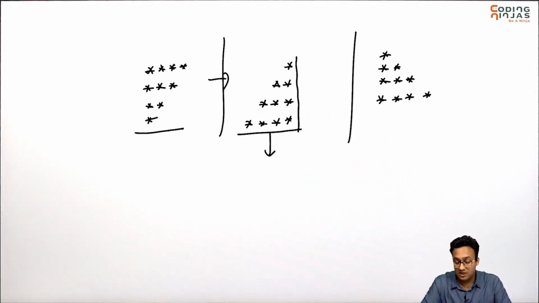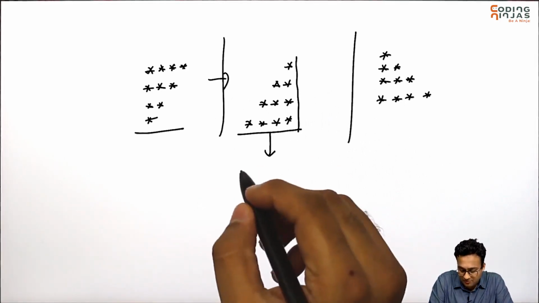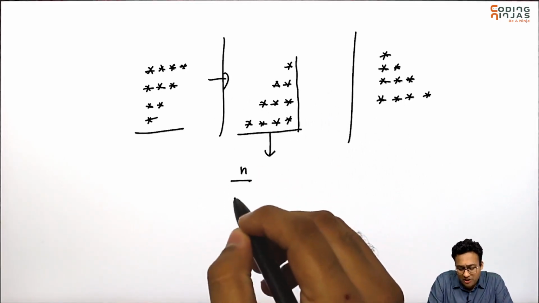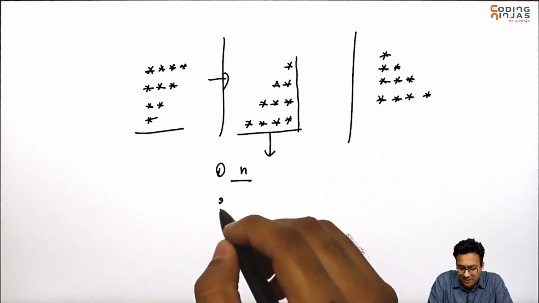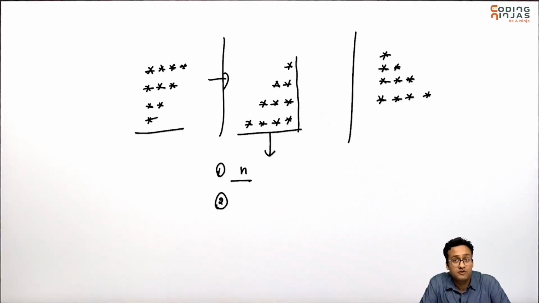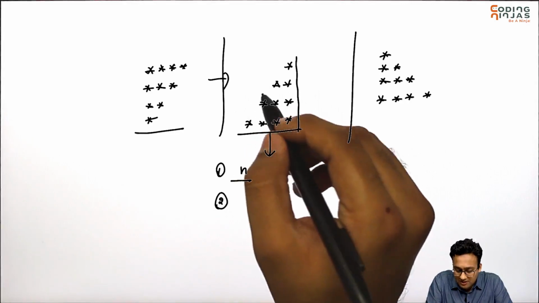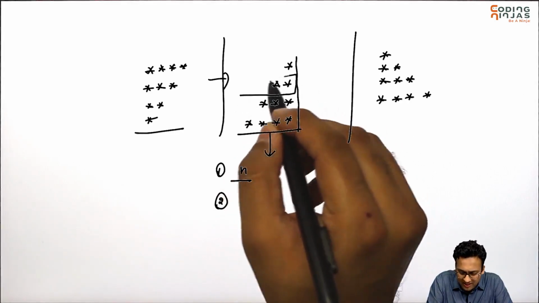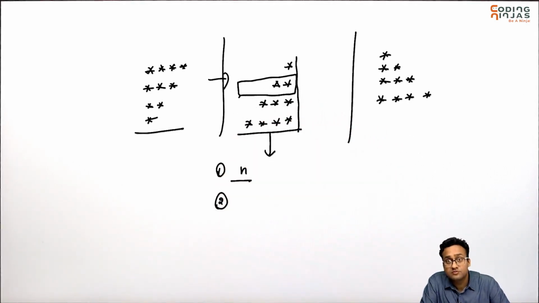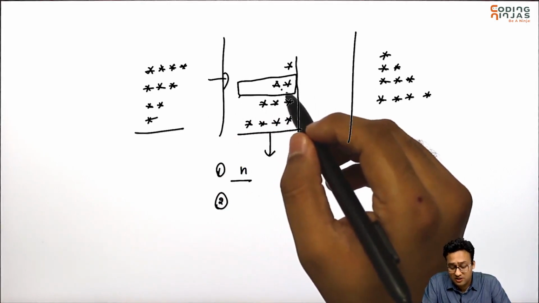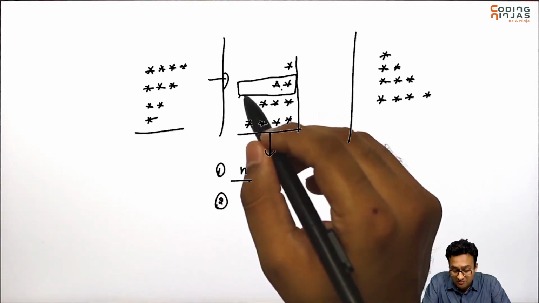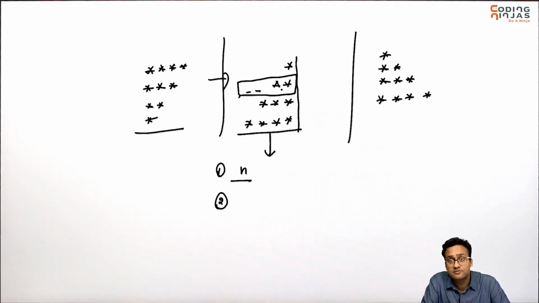Now, let's try to answer our three questions. First of all, how many rows? N rows. How many columns in the ith row? Now, if you look closely, let's look at the second row. How can I get this second row? If I print only 2 stars, these 2 stars will not come here. They will come here and here, right?